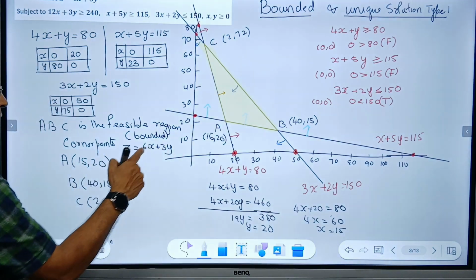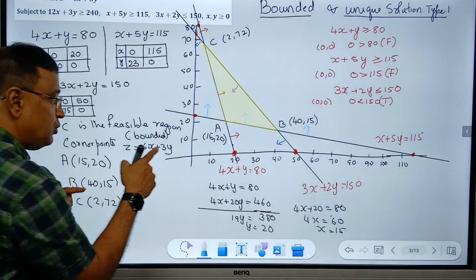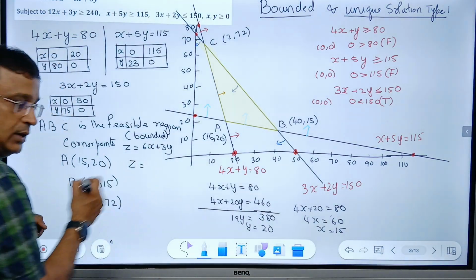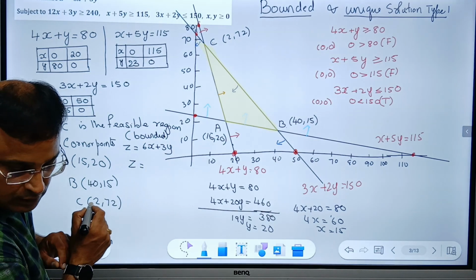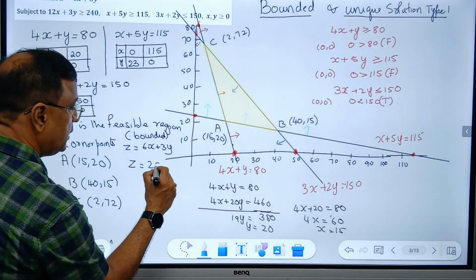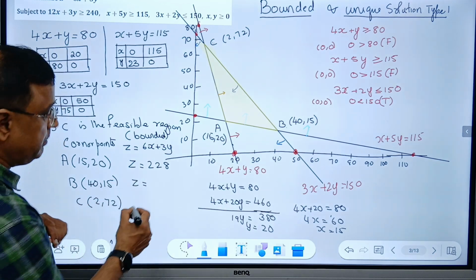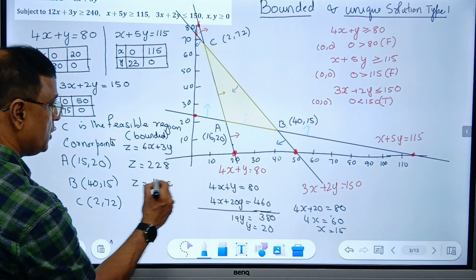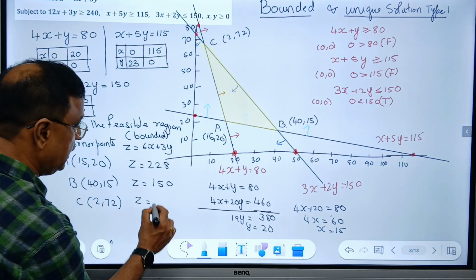So at A, in place of x you put 15, in place of y you put 20. So what is my Z value? I have already calculated. My Z value for 15 comma 20 comes out to be 228. For 40 comma 15, it will be 150. And for 2 comma 72, it will be 285.